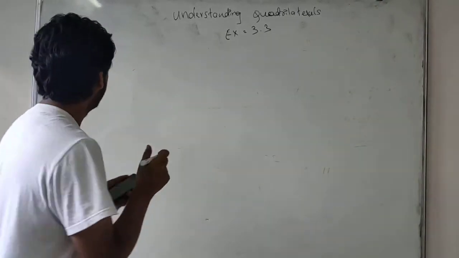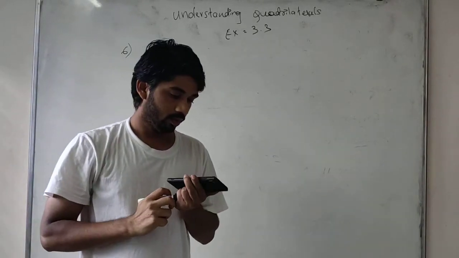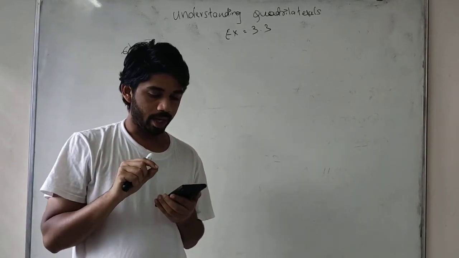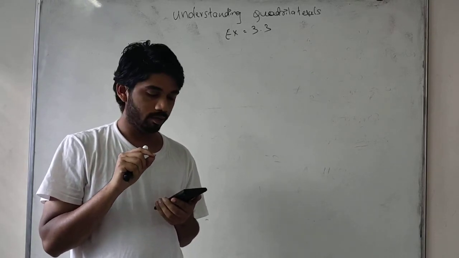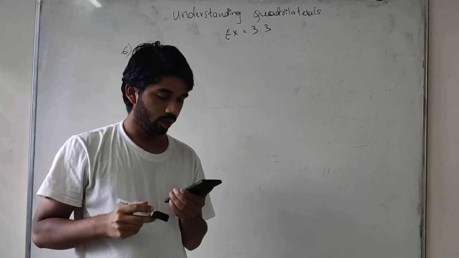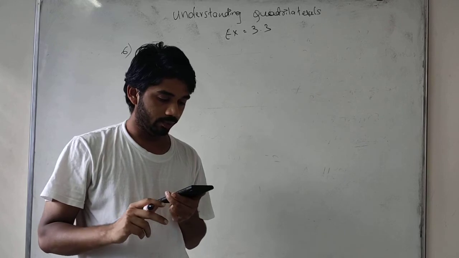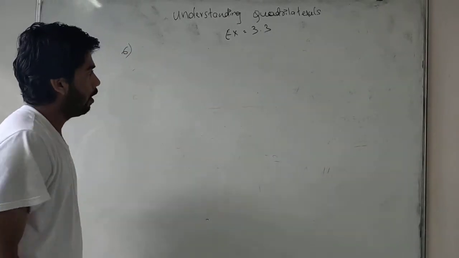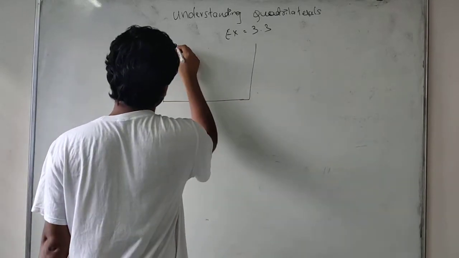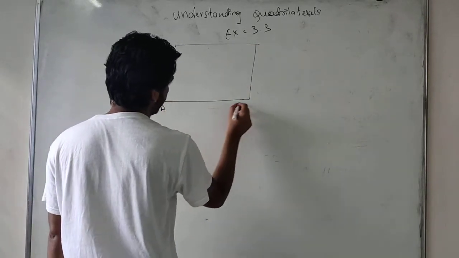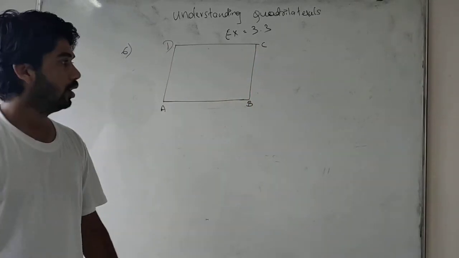Okay, next question, the sixth one. Two adjacent angles of a parallelogram have equal measure. Find the measurement of each of the angles of the parallelogram. So this is the question. First we must draw the parallelogram. This is parallelogram ABCD. We have to find each angle.